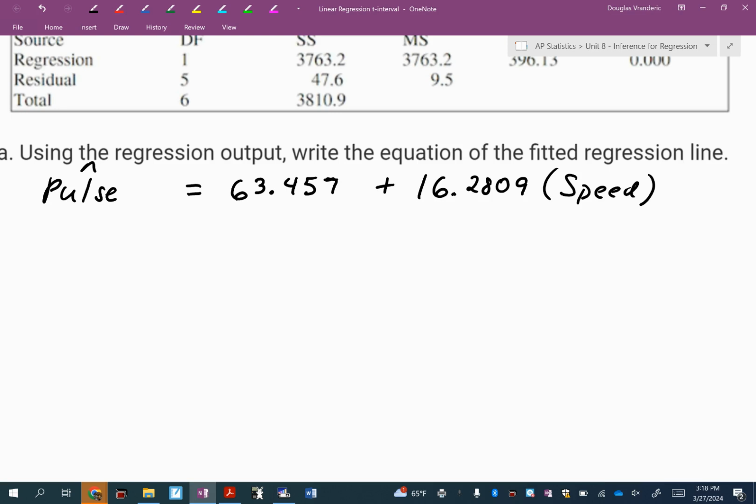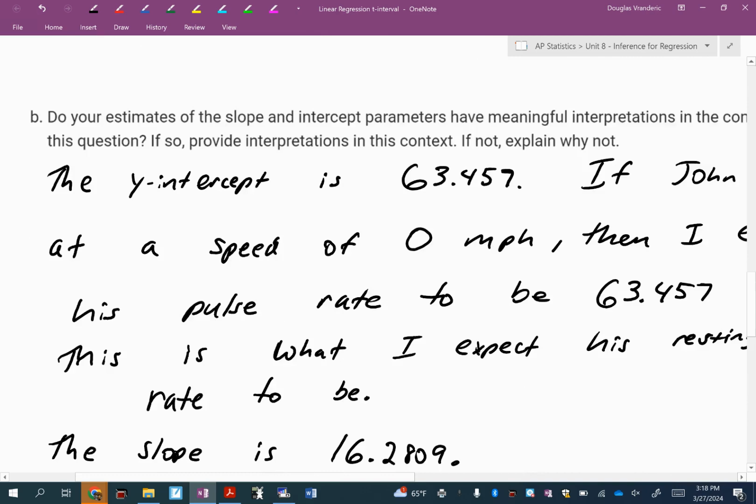So if John walks 1 mile per hour faster, what do I expect to happen to his pulse rate? To go up by about 16.2809 beats per minute. So I'm going to write that down.